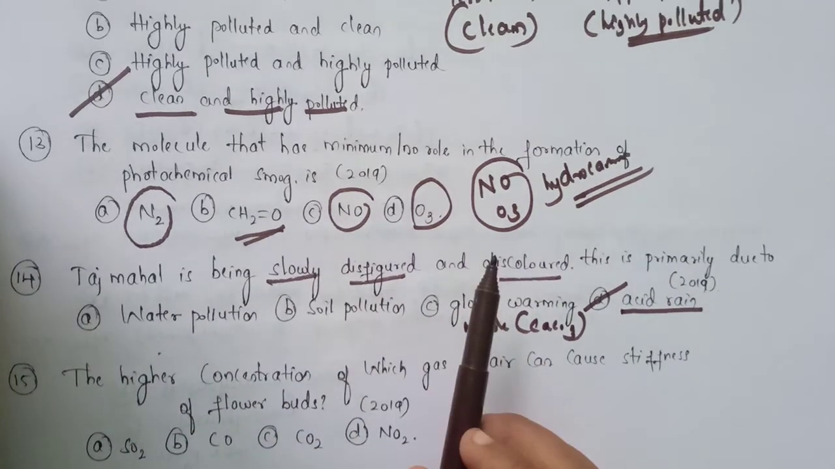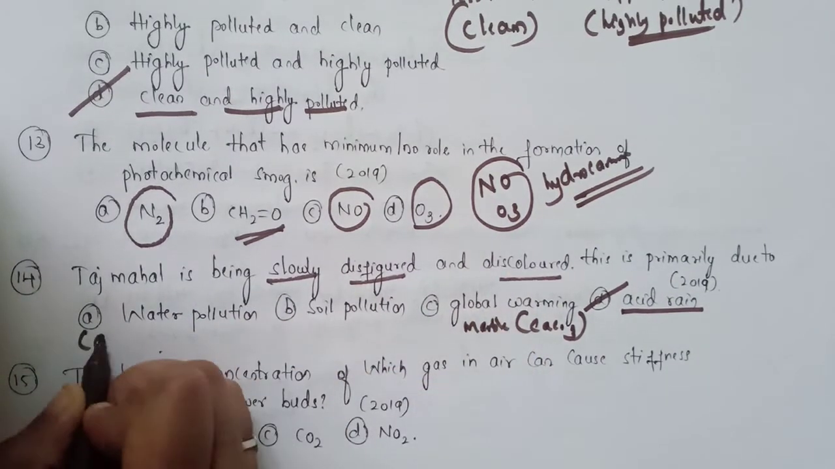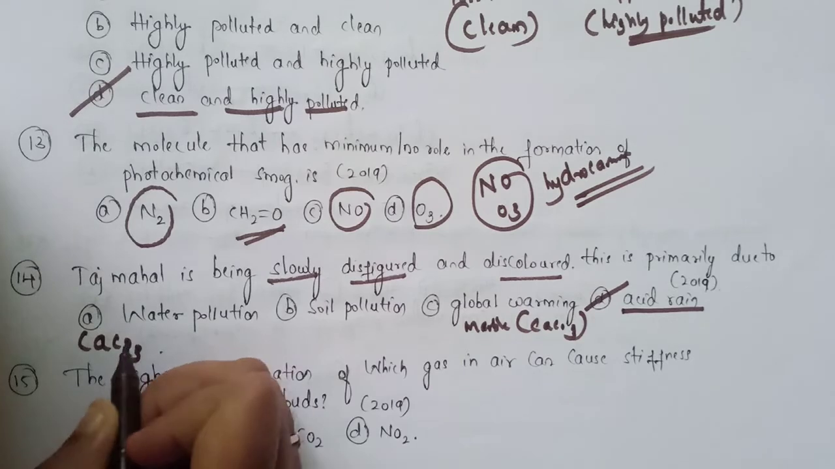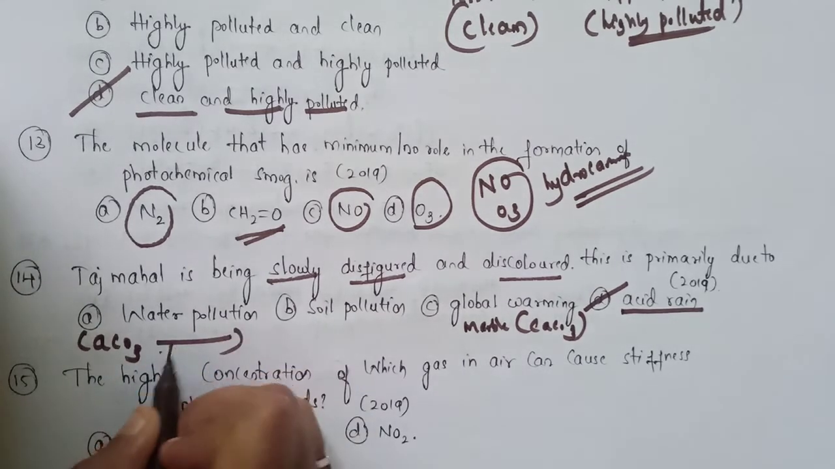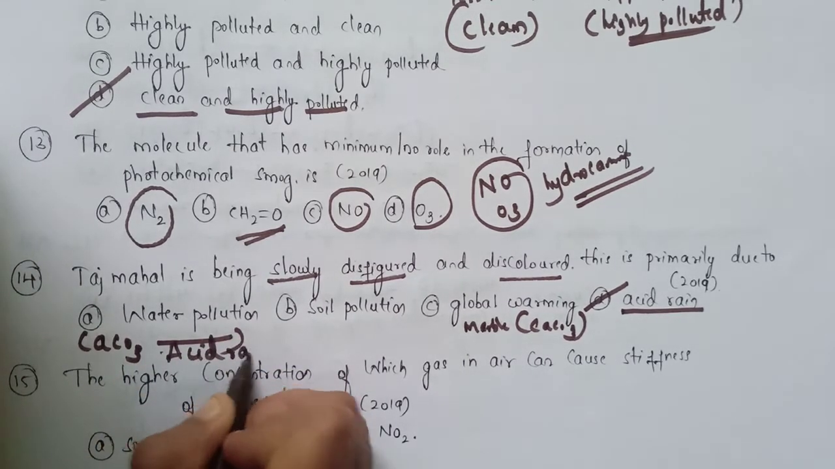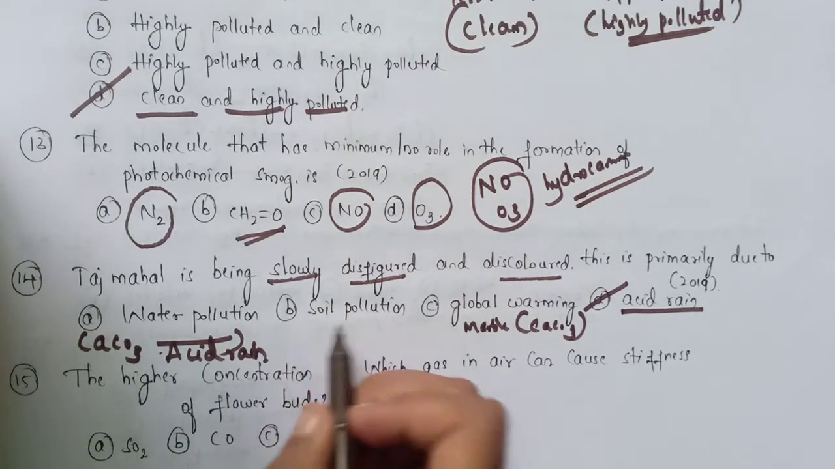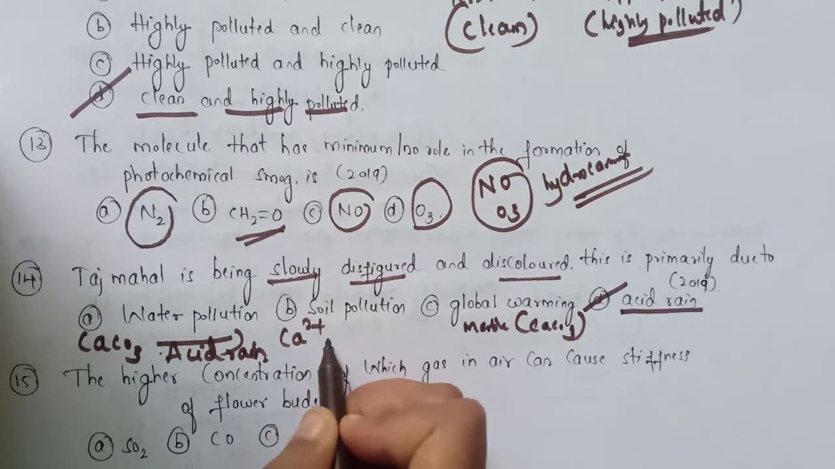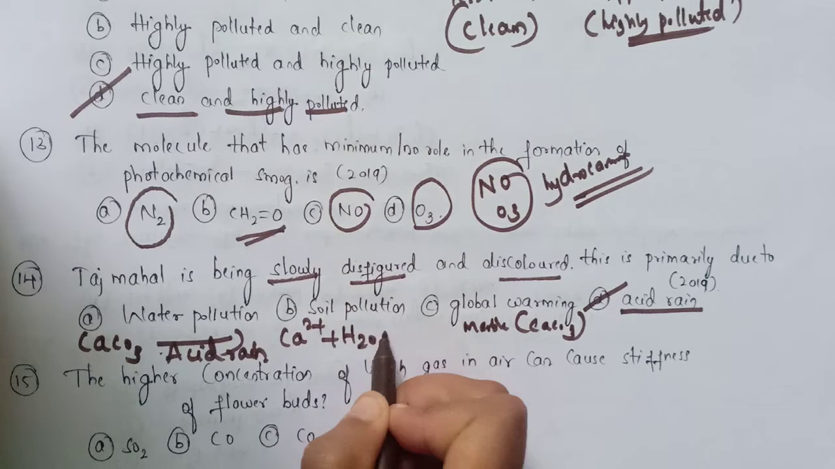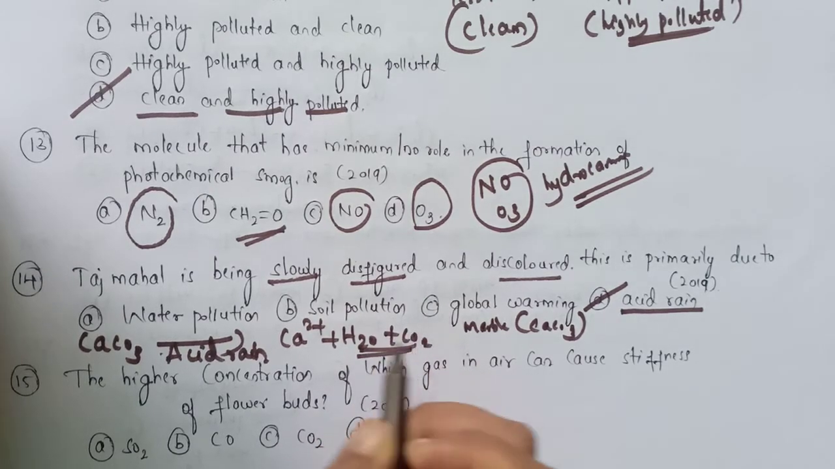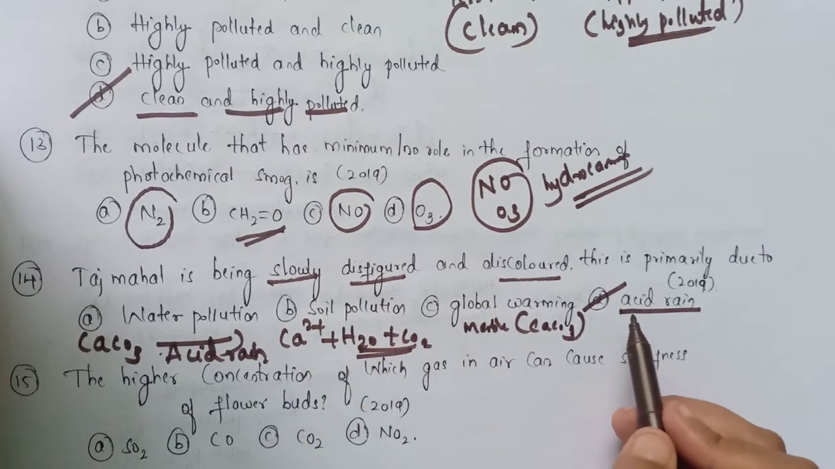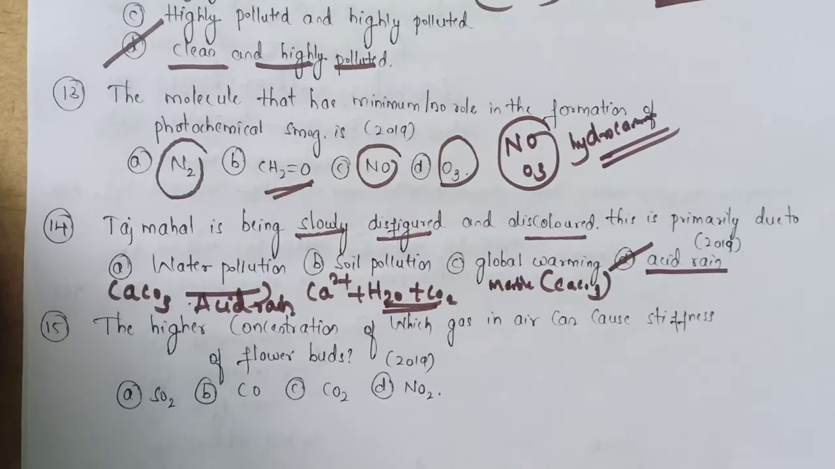So when this marble, that is CaCO3, is reacted with this acid rain, we will get Ca2+, H2O and CO2. The correct option is acid rain. Now coming to the 15th question, the higher concentration of which gas in air can cause stiffness of flower buds?